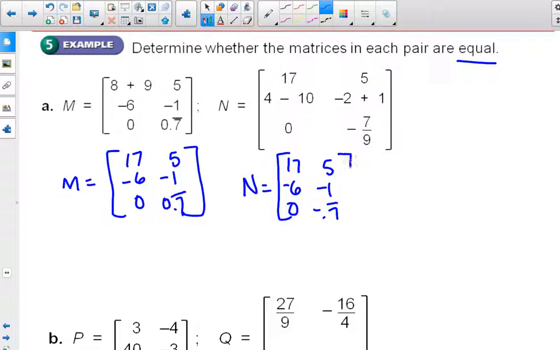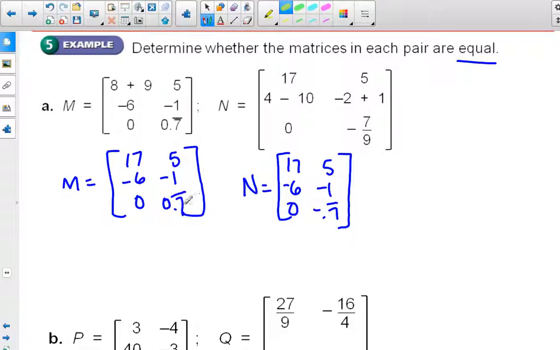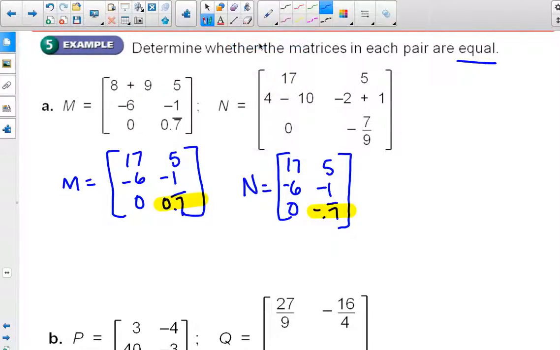So now we want to compare the elements. Do they match? 17, 17, -6, -6. They all match except for elements located in row 3, column 2. And the only thing different between those two elements is one is positive and one is negative. But if one's positive and one's negative, then they're not the same. They're not equal. So this one is no.